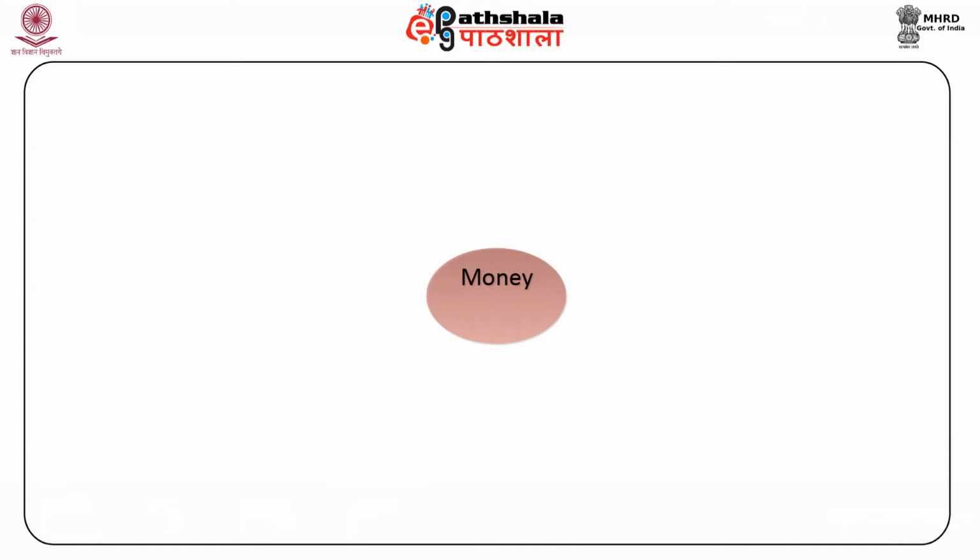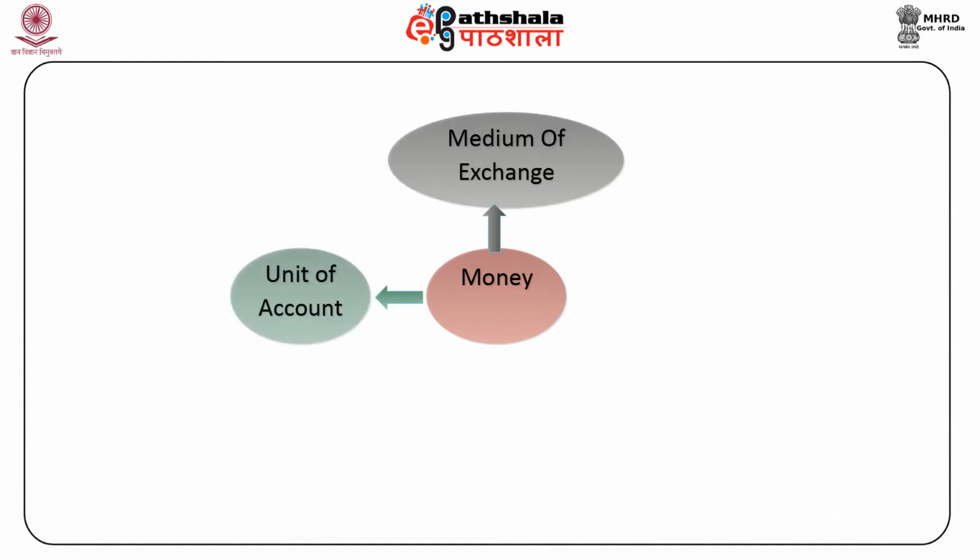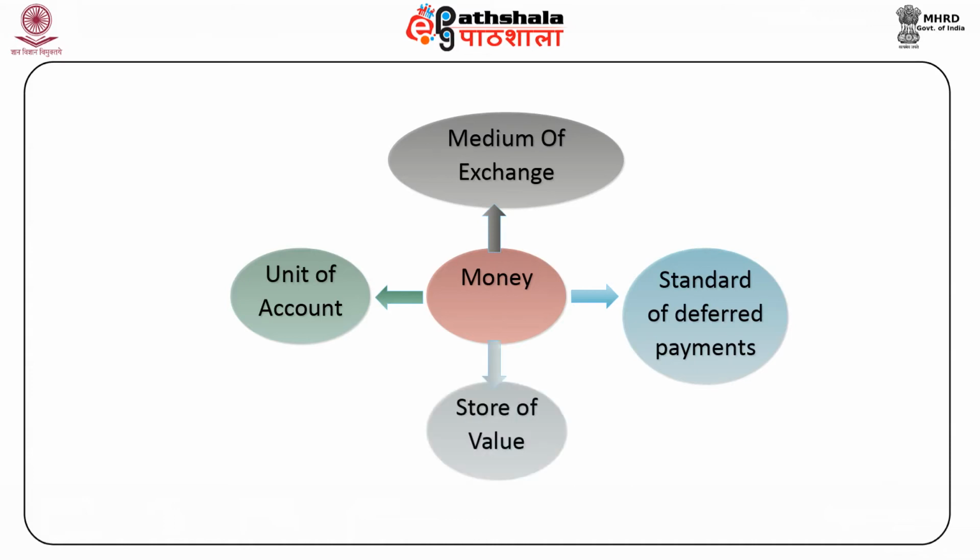Money evolved to remove all the problems of barter system. It performs the primary function of serving as a medium of exchange and a unit of account. It also performs the secondary functions of being a standard of deferred or future payments and a store of value.